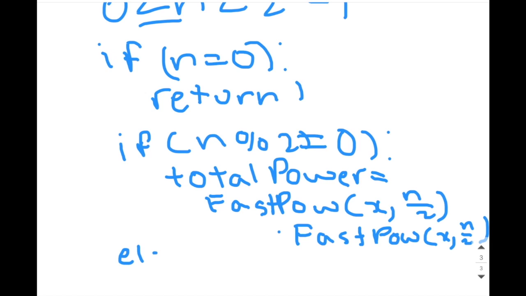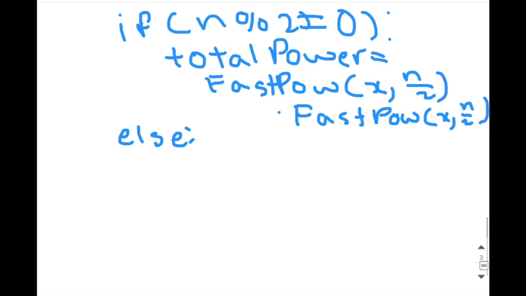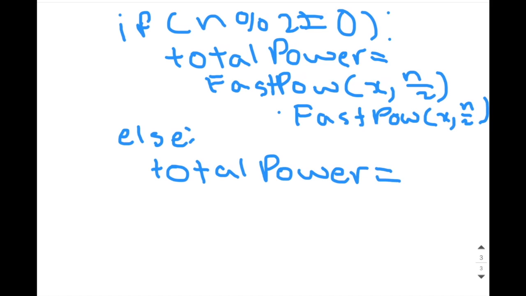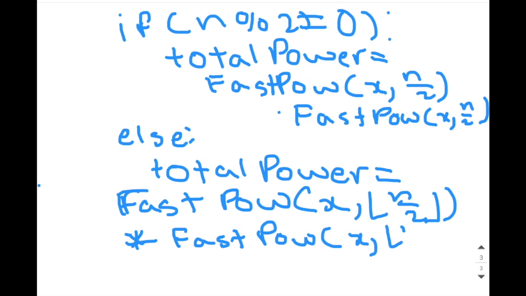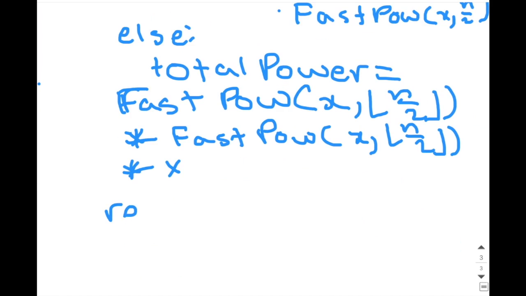So our other case, x to the n is equal to x to the power of floor of n over 2 times x to the power of floor of n over 2 times x. So here we have our total power to be equal to fastPow of x, comma, floor of n by 2 times fastPow of x, comma, floor of n by 2 times x. And then we'll just return our total power.